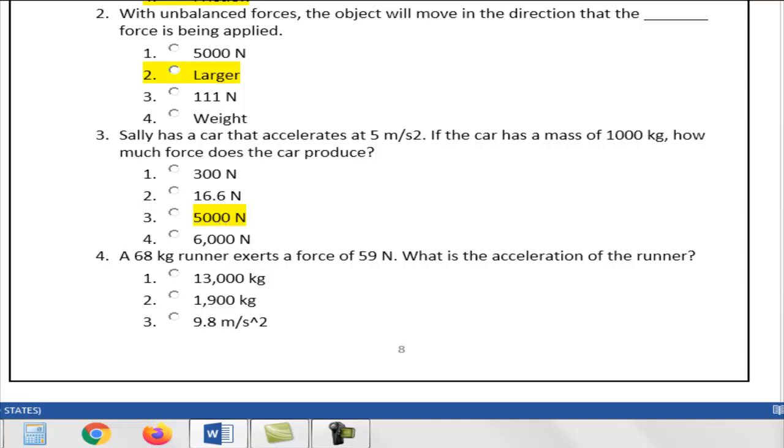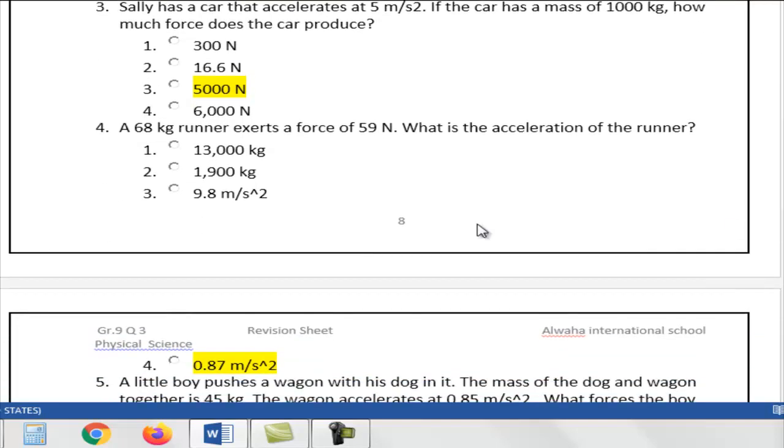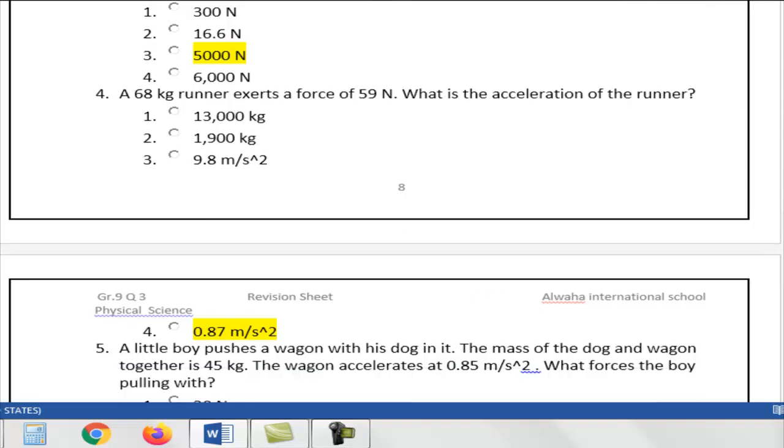Okay, number 4. A 68 kilogram runner exerts a force of 59 Newton. What is the acceleration of the runner? So F equals mass by A, so A equals F divided by M. So when we divide 59 by 68, it will be 0.87 meter per second square. Okay.